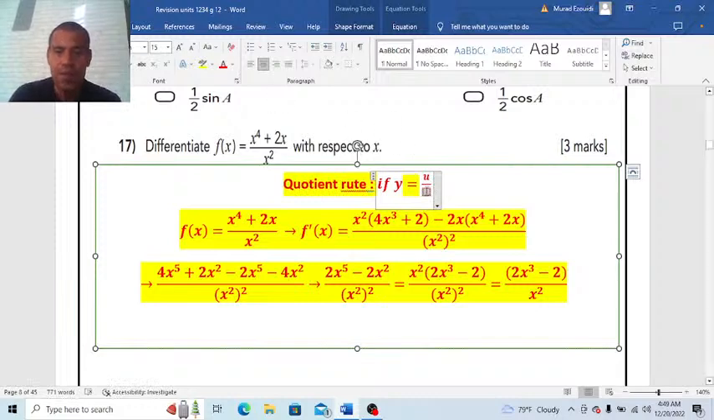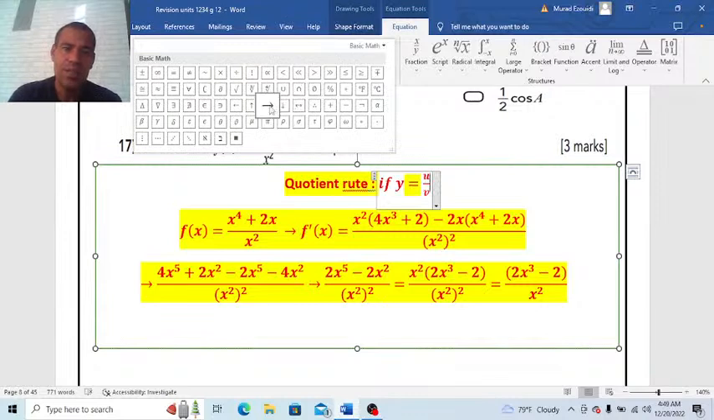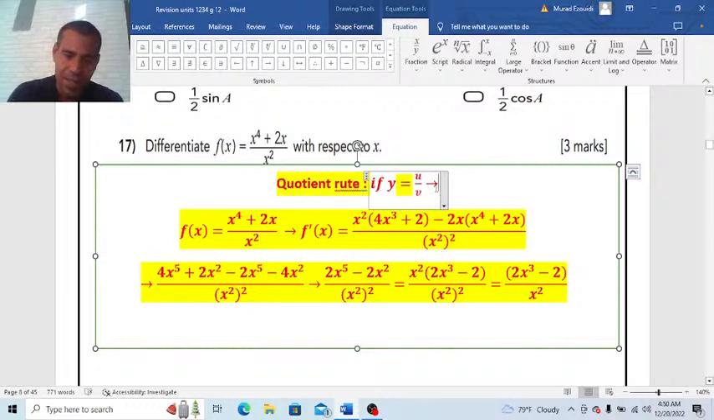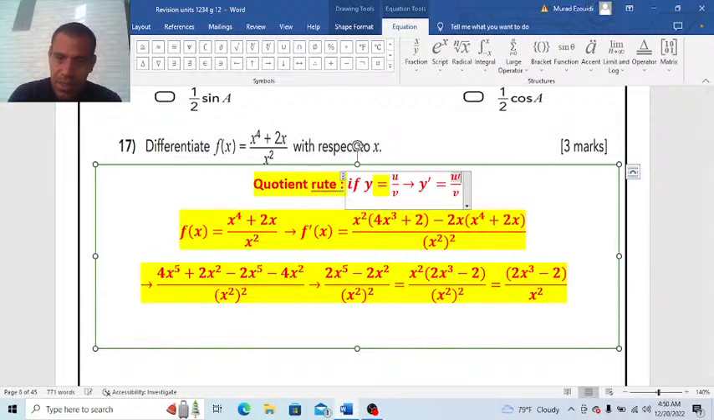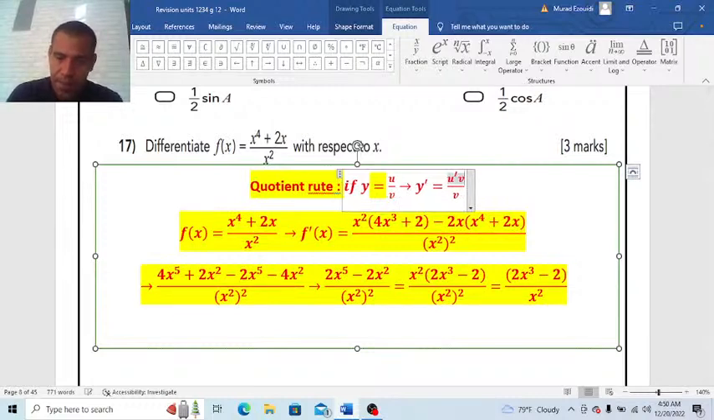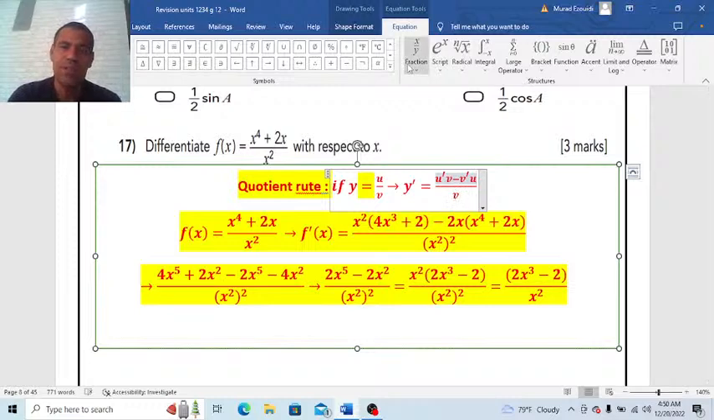Now the first derivative of the function y equals u over v will give y dash, which is dy with respect to x, y dash equals u dash multiplied by v minus v dash multiplied by u, divided by the square of v. This is the formula. This is the quotient rule.